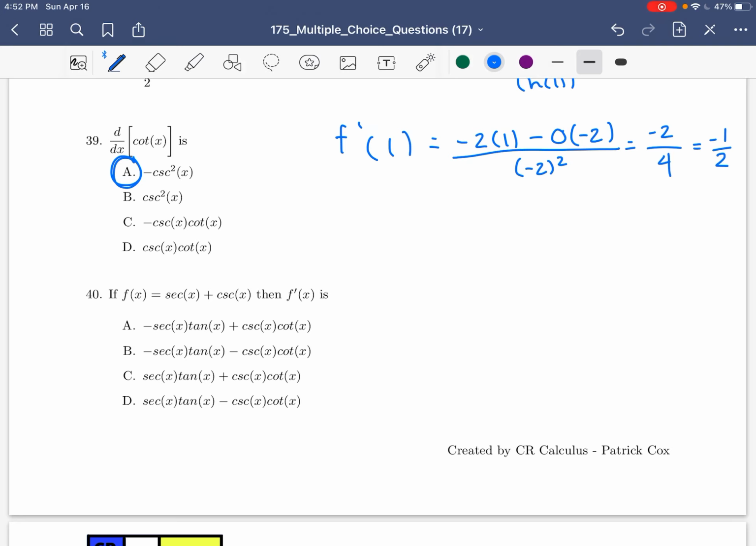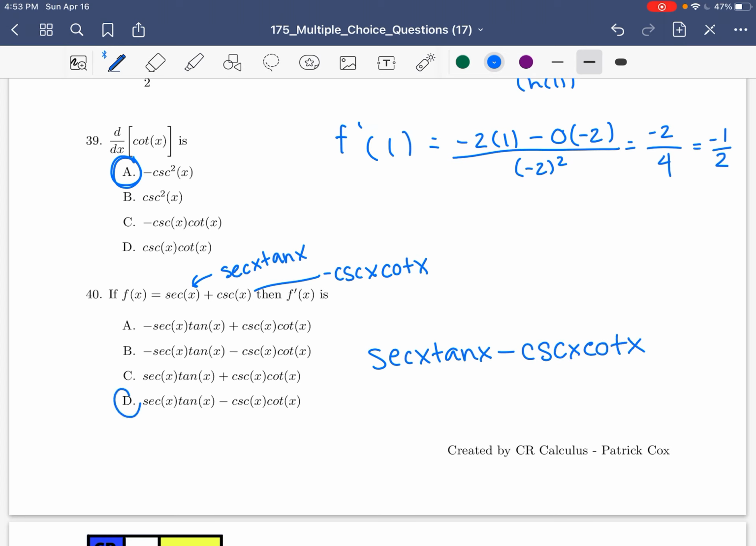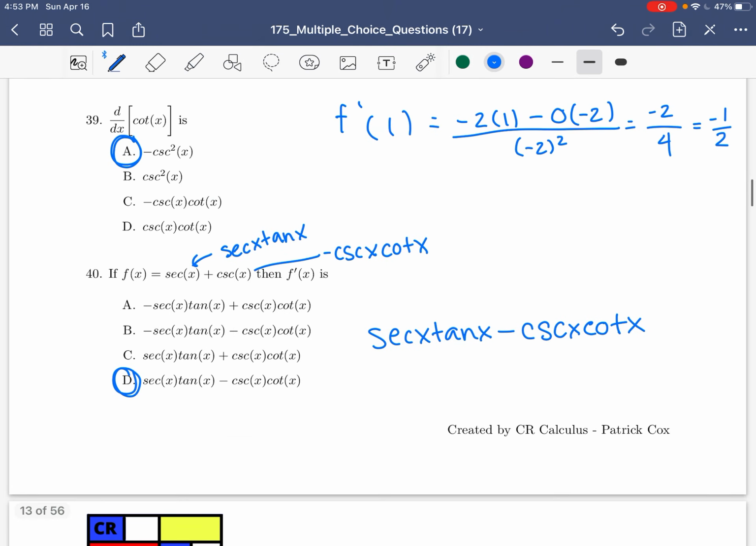Same thing with number 40. They're just testing. There's no special rules here. So the derivative of secant should be secant tangent. And the derivative of cosecant should be negative cosecant cotangent. So when you throw those together, you get secant tangent minus cosecant cotangent, which makes our answer D. And that's it for our first derivative.